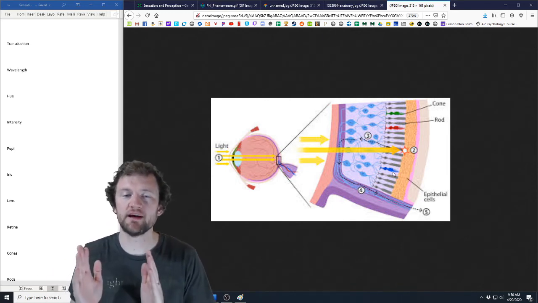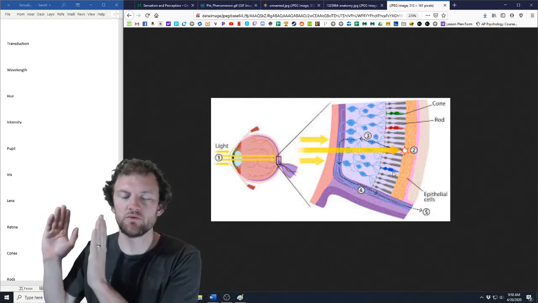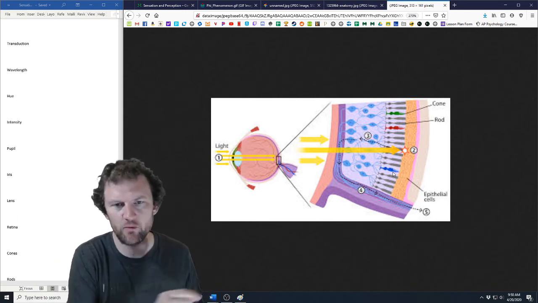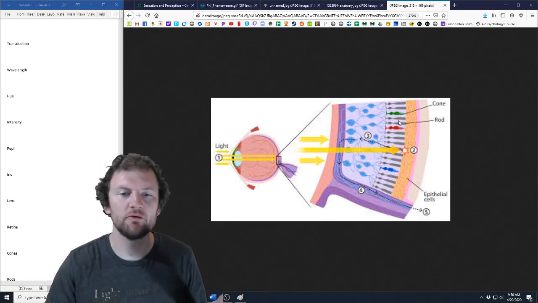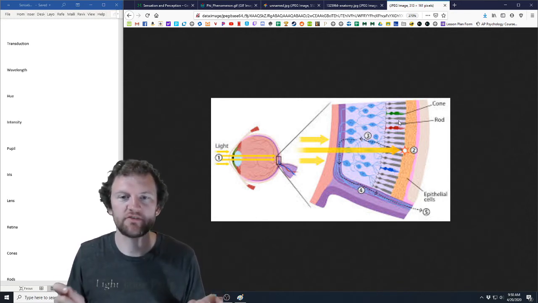One that does predominantly long wavelength light, one that's medium wavelength light, and one that's short wavelength light: long, medium, and short. And we'll talk about how that works later. The rods deal with predominantly black and white, so they don't do color at all. There's a few differences between rods and cones.